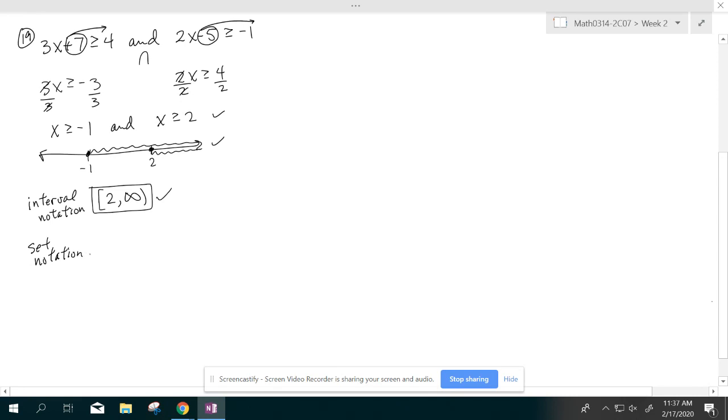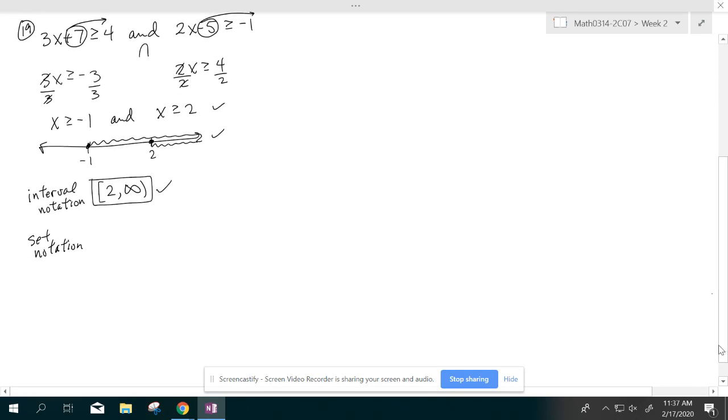We could also write this answer in set notation. Have I mentioned both of those notations in class yet? There's set notation and there's interval notation, okay? So set notation always has the braces. Set notation has the braces, okay?